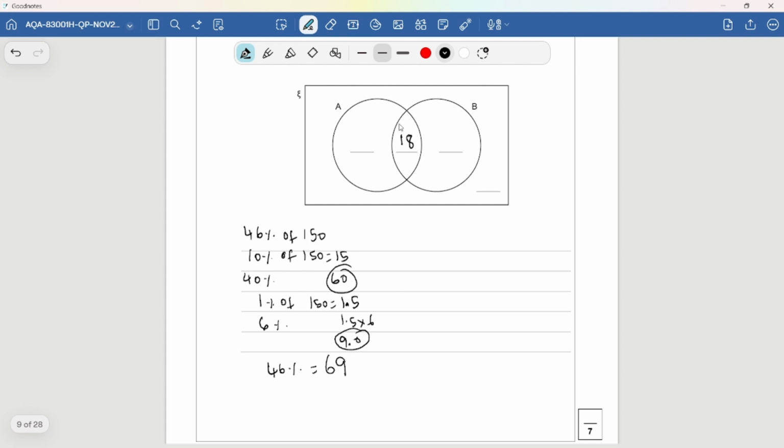Now 69 use shop A. That means this complete region is for 69 people. So 18 has already been included here. So you need to exclude that 18 from 69 to get the people only using shop A. So 69 take away 18 is 51. So this value is 51.